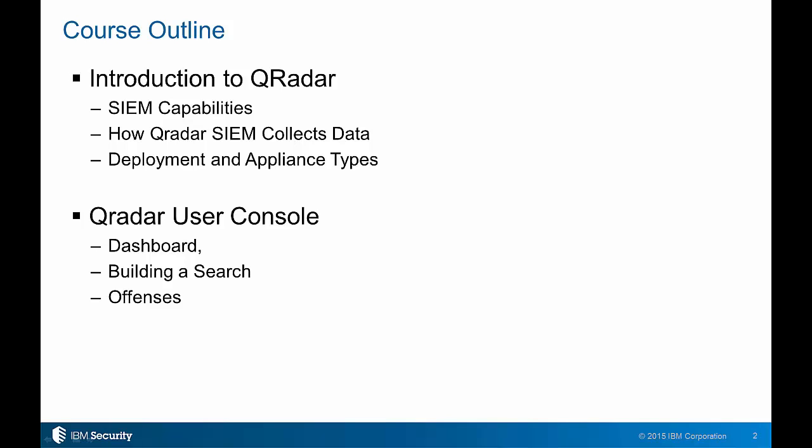In the second part of the course, I will describe the user console such as the dashboard, log activity, network activity tab, and other capabilities of QRadar. I will also describe how a search can be created and the best practices in building one. Finally, I will go over the concept of offenses and describe the different fields that constitute an offense.